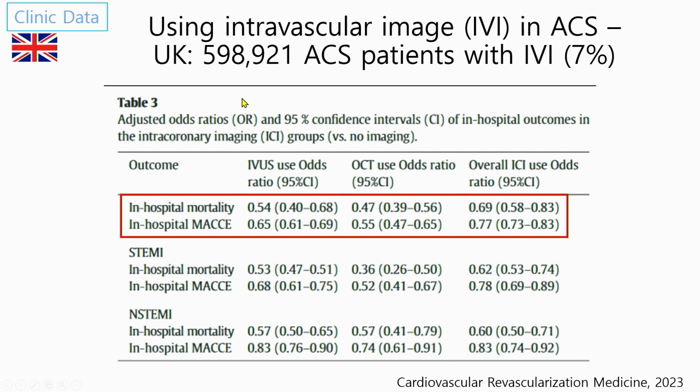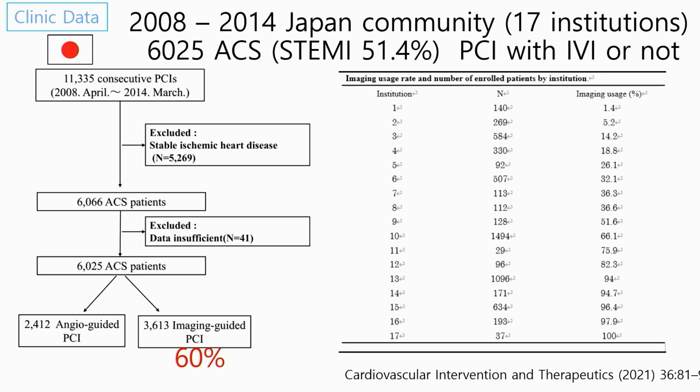In this study, the use of imaging, with IVUS guidance, had less in-hospital mortality and less in-hospital MACE. It is the same with OCT or combined IVUS and OCT. So the UK study shows the penetration rate in the UK is still very low, but if you use IVUS or OCT, you can get a better result than with angio guidance.